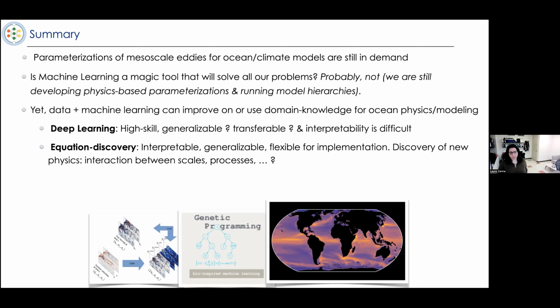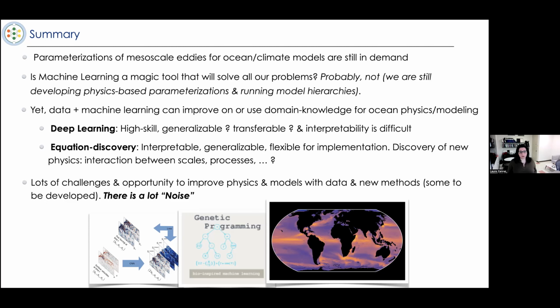And the question is, of course, are we learning new physics in terms of scale interaction, different processes interacting with one another? In some cases we have, in some cases we didn't. But nonetheless, I think it's part of the scientist's journey to actually think about stuff differently. So still lots of challenges and opportunity. For people who like physics, data and algorithms, there's a lot to be done. But I also won't lie, there is also a lot of noise with everybody using machine learning.